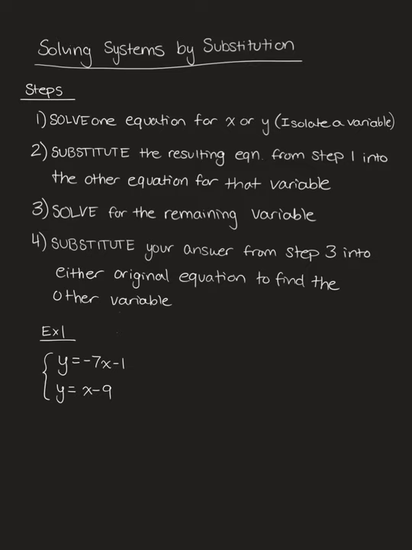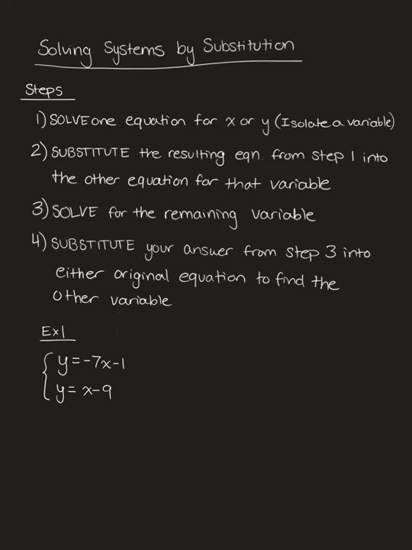So today we're going to talk about solving systems by substitution. This idea of substitution is plugging in. So your first step here is to solve one equation for x or y, which means you're going to isolate a variable. Then, whichever one you solve for, you're going to substitute that value into the other equation for that variable. So for example, if you solve for x, in your second equation, you're going to substitute whatever you got for x into that equation.